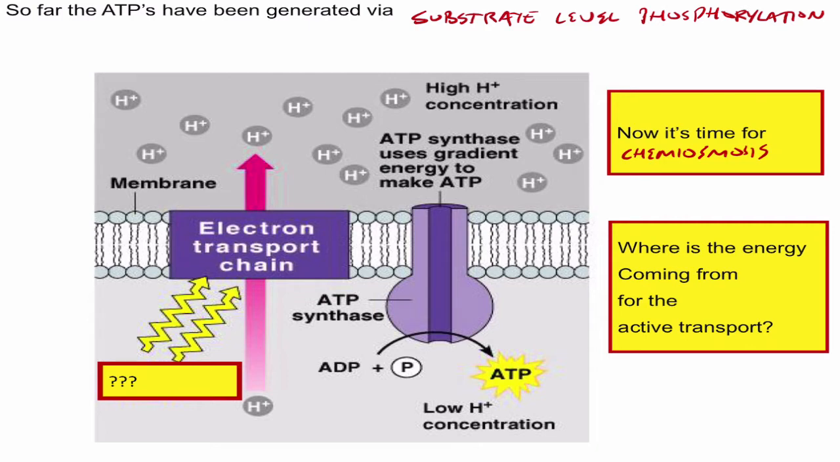Where is the energy coming from for the active transport? Well, it's got to come from those things that we produced in glycolysis, the link reaction, and the citric acid cycle. So it's coming from the electrons that are stored in FADH2 or NADH. So that's where that energy is coming from.